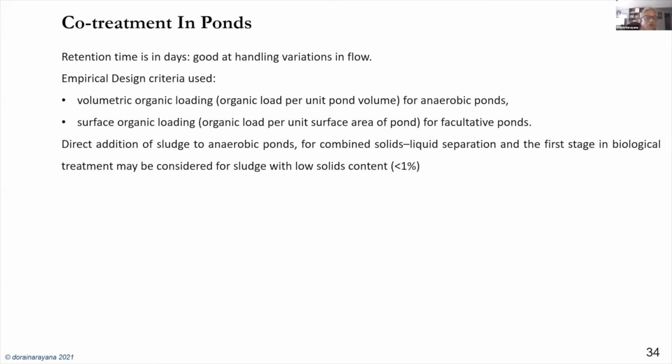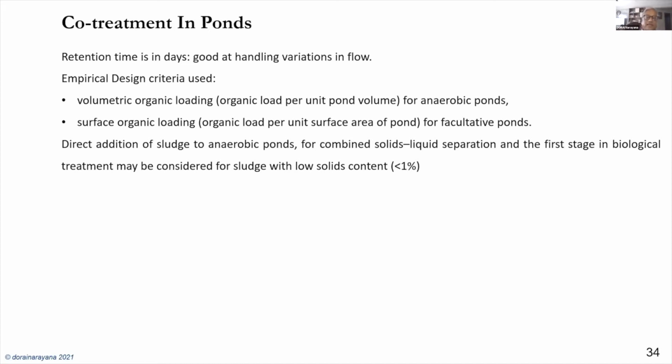So variations in flow, it's quite easy for these ponds to handle. And if you have an anaerobic pond followed by a facultative pond, then a lot of times, when you have very low solids content in the sludge, you could add directly into the anaerobic pond without a solid liquid separation, right? Provided it's a dilute sludge.